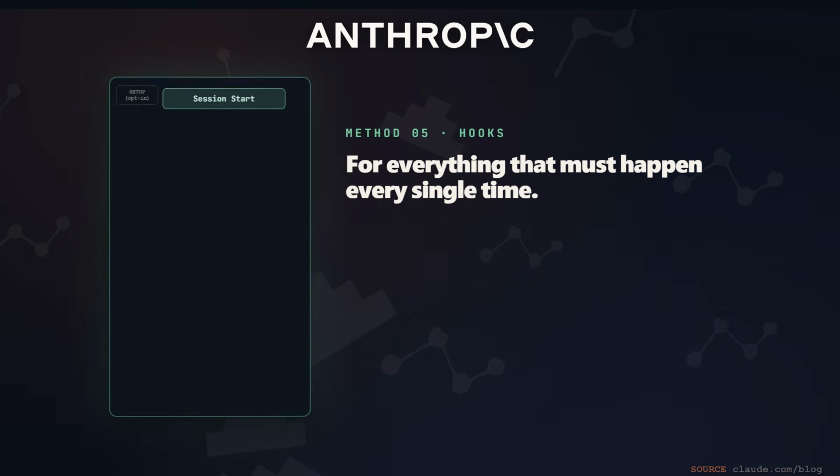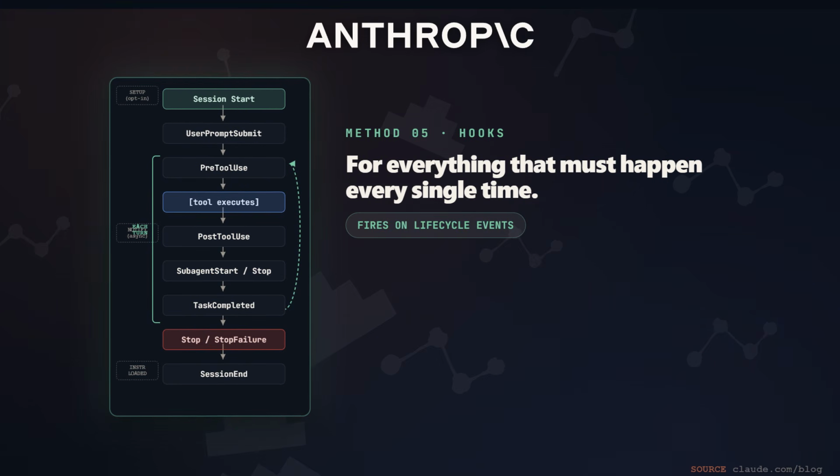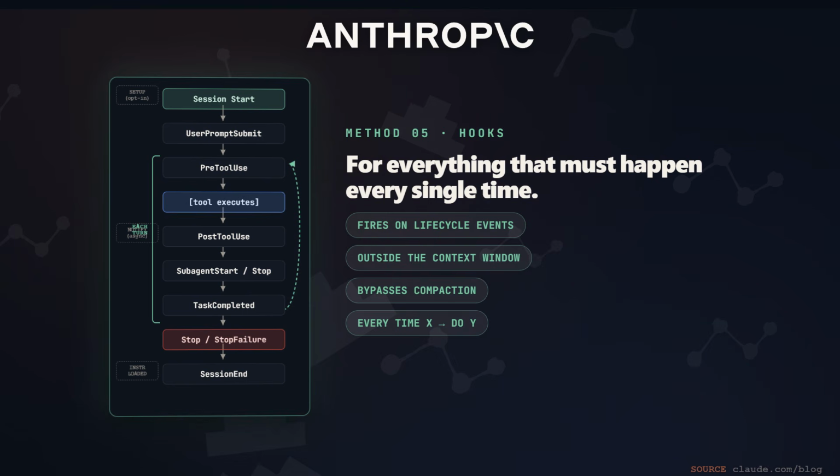Now the method for everything that must happen every single time. Hooks. A hook fires on a specific lifecycle event in your session. It lives outside the main context window, so it costs almost nothing, and it bypasses compaction entirely. This is the single most important rule in the whole article. Every time X, always do Y belongs in a hook, not in Claude.md. Why? Because a hook enforces. Claude.md only suggests. Want a linter to run on every save? A Slack message on every finish? A dangerous command blocked before it ever runs? That is a hook. Deterministic every time, no exceptions.